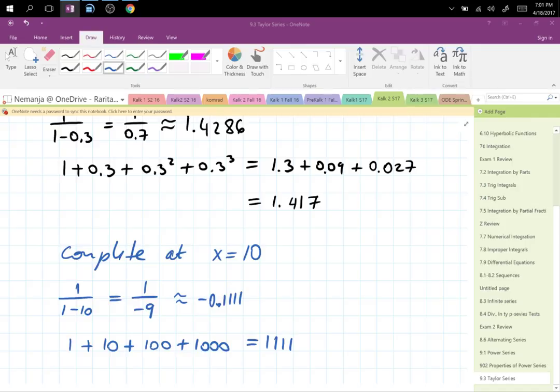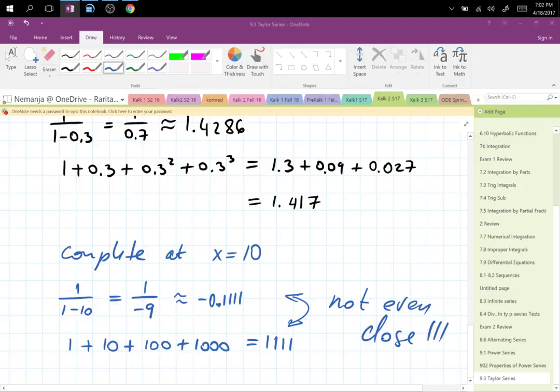You can spend a few hours playing with these things at home. You'll see how it works. So, not even close, because the original problem is centered at 0. And yep, such is life.